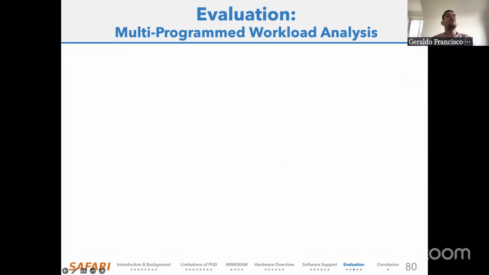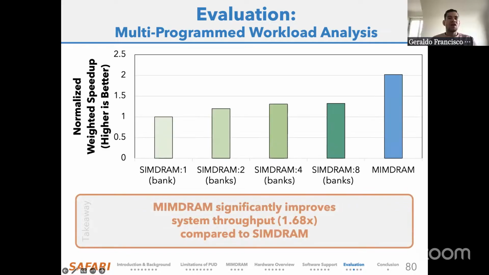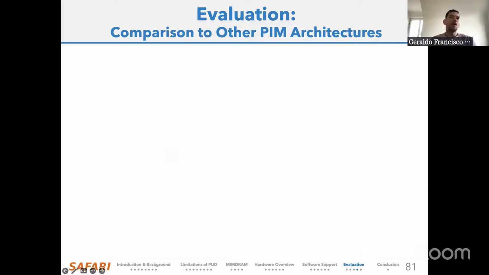Next, we evaluate system throughput for MIMDRAM and SIMDRAM using the weighted speedup metric. For fairness, we compare to SIMDRAM using bank-level parallelism. We observed that MIMDRAM improves system throughput using a single DRAM bank for computation compared to SIMDRAM using multiple DRAM banks for computation.